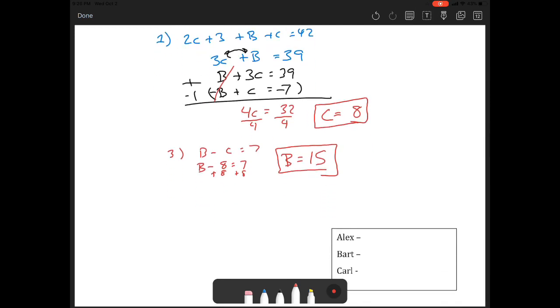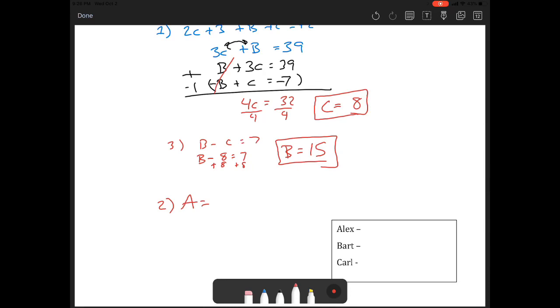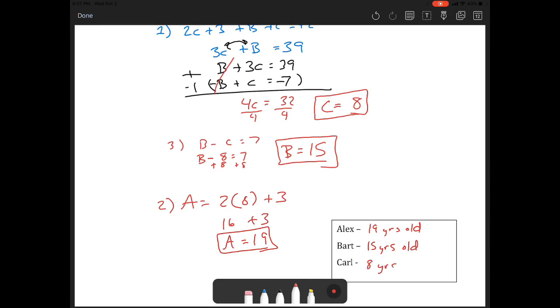So now I just have my last part, which is A. Well, remember, we already had an A equation. That was our second one. So it's A equals 2 times Carl plus 3. So 2 times Carl, which is 8, plus 3. So that means we're going to have 16 plus 3, which means that Alex's age is 19. So when we write out our answers, it's going to be Alex is 19 years old, Bart is 15 years old, and Carl is going to be 8 years old.